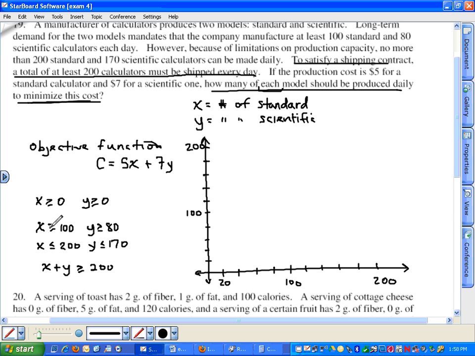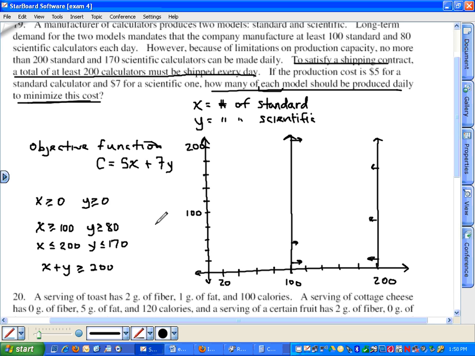x is greater than or equal to 100. That's a vertical line coming up from 100, and greater than 100 is in this direction, so we're going to be shading in this direction eventually. And then x is less than or equal to 200 is a vertical line coming from 200, shading in this direction. So far we have these two vertical opposing lines shaded in the middle region here.